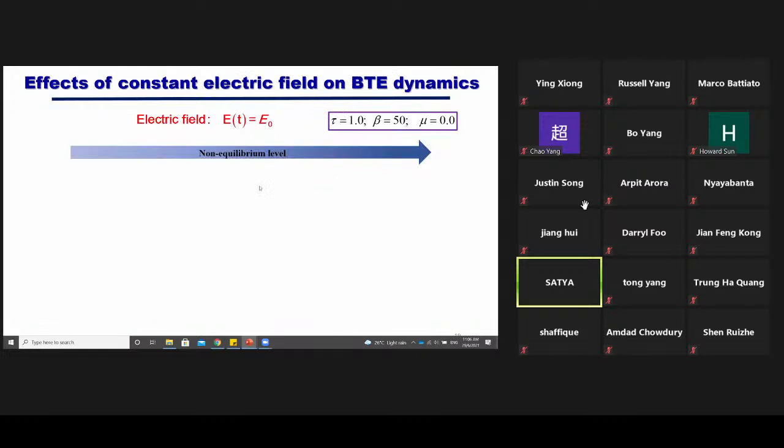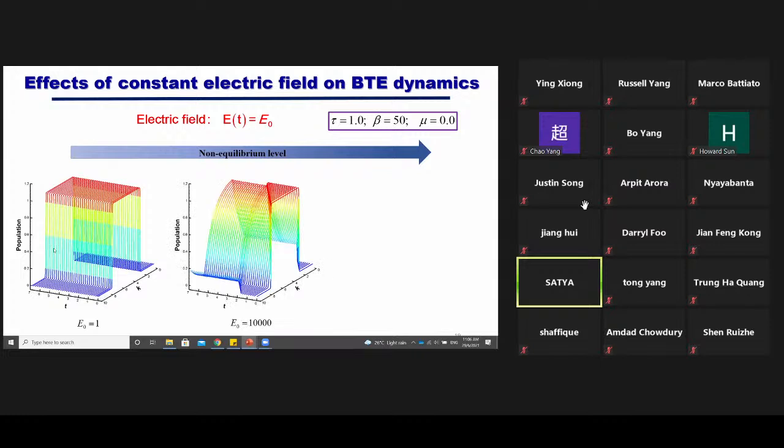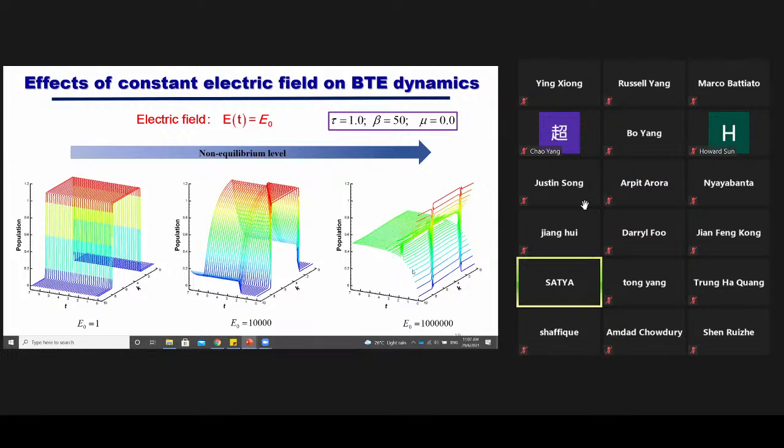Now we will look at the effect of constant electric field on Boltzmann dynamics. When the electric field is very low, you can see here the solution is nearly completely near equilibrium. When the electric field is constant and very, very high, then the population becomes constant.